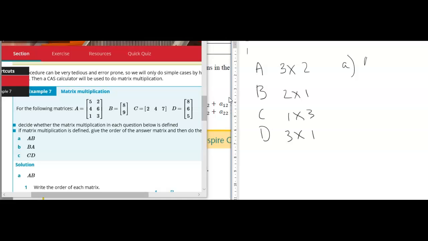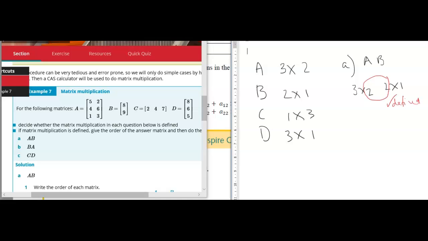So this one we're doing AB. I'm going to write the order of A first, so it's a 3 times 2, and matrix B is a 2 times 1. Now, this is the easiest way to do it, girls. Just draw a circle going around the end of the first matrix and the start of the second one. If they're the same, yes, it's defined. So in this case, they are defined.